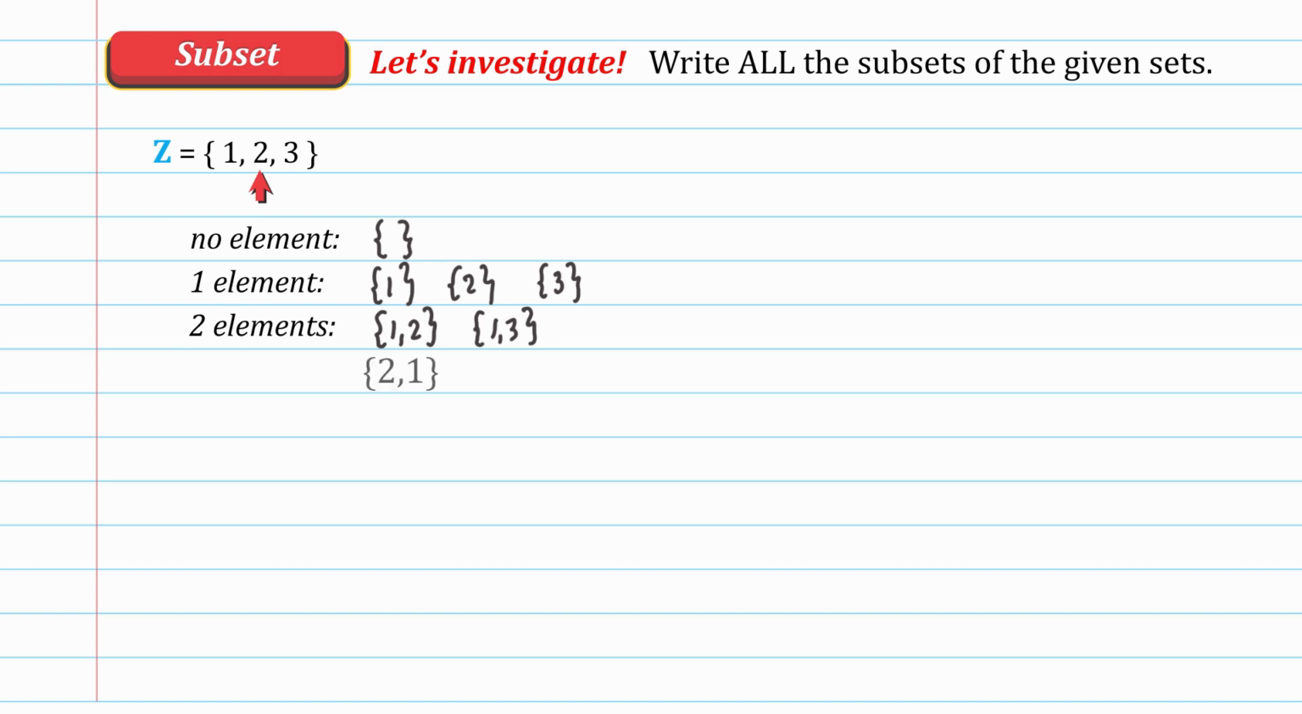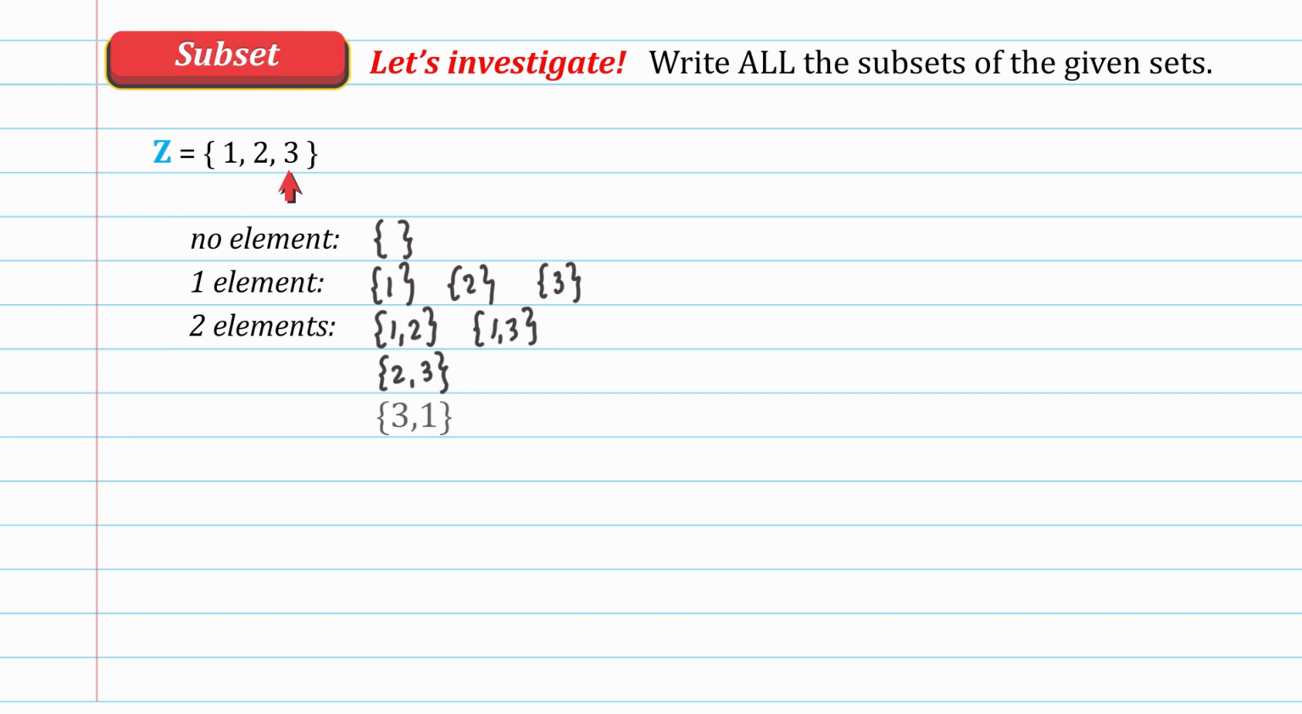I'm writing 2, 1. But there is a problem here. This is actually the same as 1, 2 above. It's the same subset. So let me erase it and partner 2 with 3 instead. Remember that we cannot write 2, 2 since the elements of the sets should be distinct. So element 2 done. Next is to partner 3 with the other elements.